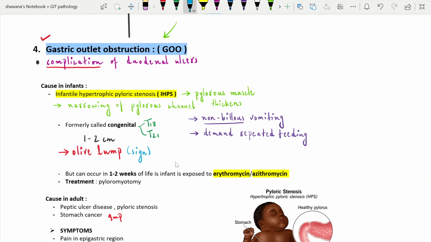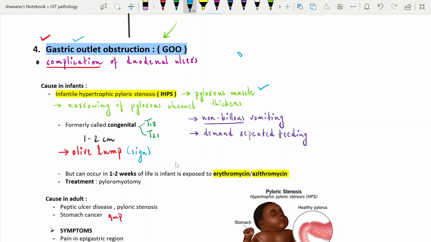In infants, the most common cause of the GOO, which we write as the gastric outlet obstruction, is the infantile hypertrophic pyloric stenosis, i.e. IHPS. It means that there is pylorus muscle thickening, and it results in the narrowing of the pylorus channel, and the food content cannot pass through that. That's why we call it gastric outlet obstruction.